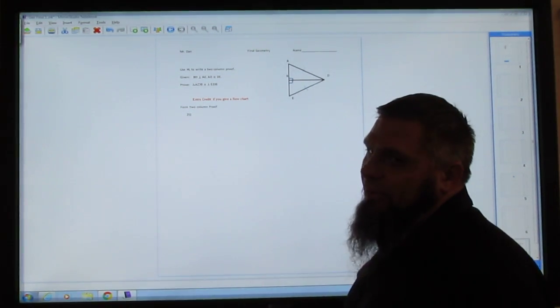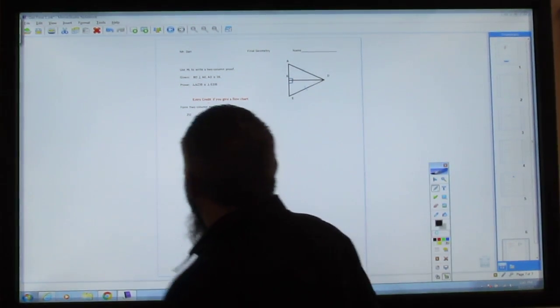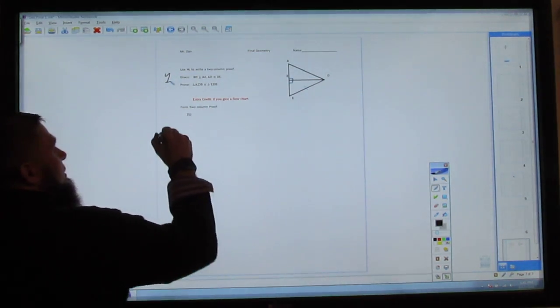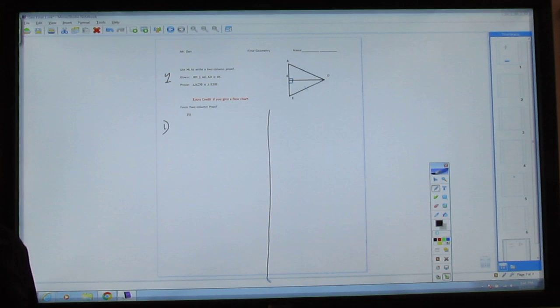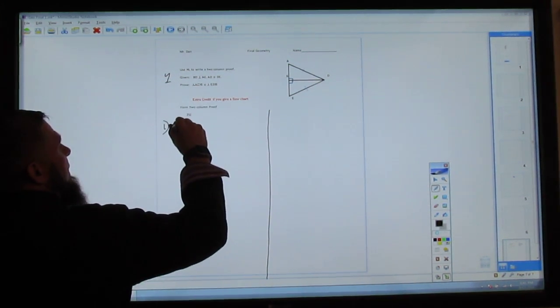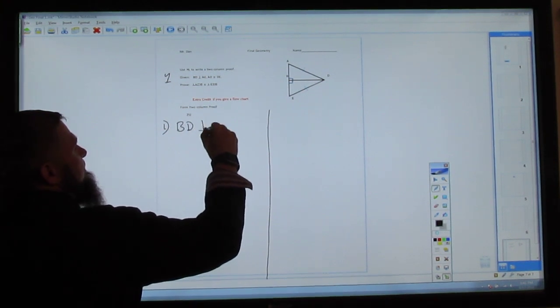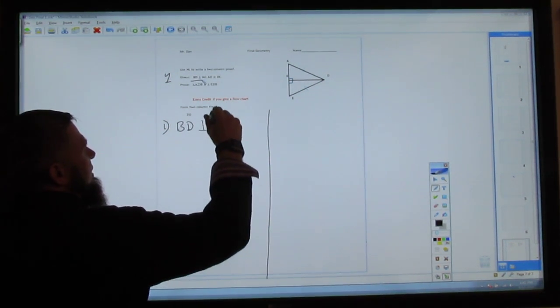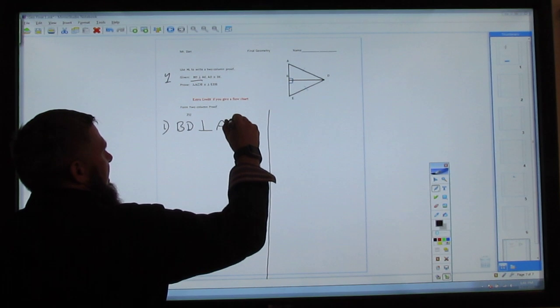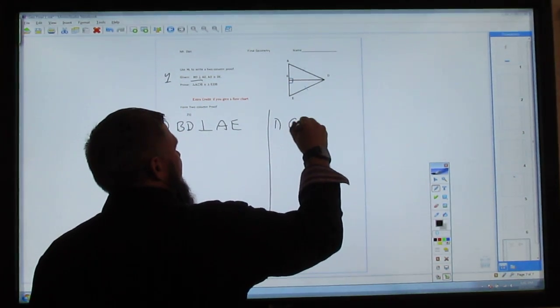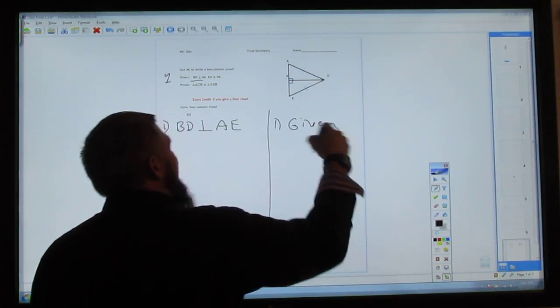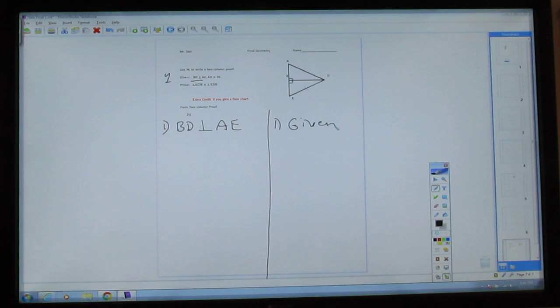Here's how you set up a proof. First thing, given. So the first part in a 2-column proof, right, is the given. BD is perpendicular to AE. Okay. And I write given, because they gave it to me. They told me that. That's pretty simple. Okay?